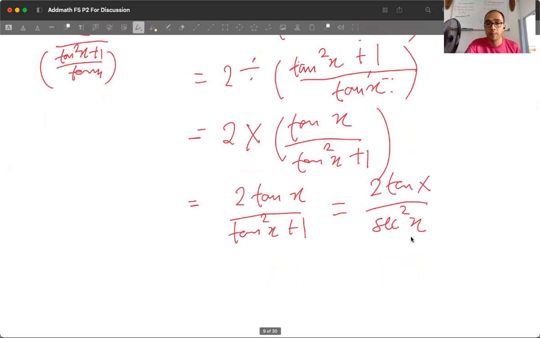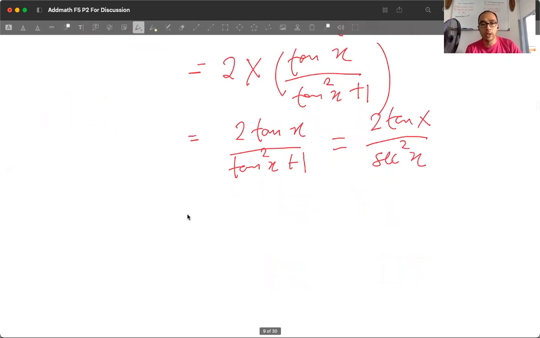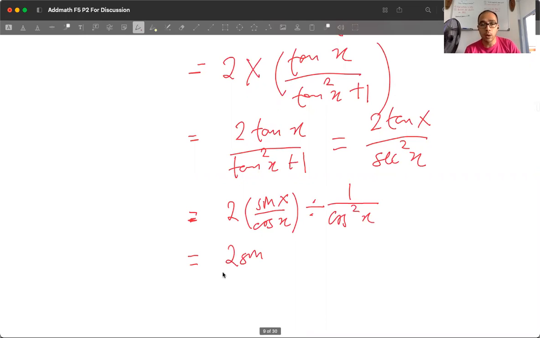Now let's do this once more, because tangent and secant are related. So 2, I'm going to change tangent to sine over cos, sine x over cos x. Divide by secant squared, which is 1 over cos squared x. I put divide because it has a 1 over. So what happens is I multiply: 2 sine x over cos x times cos squared x over 1.